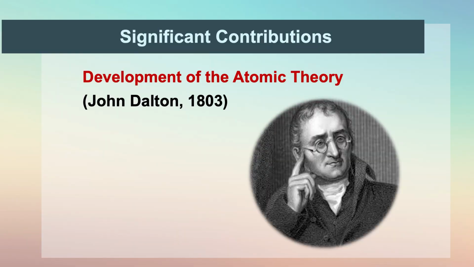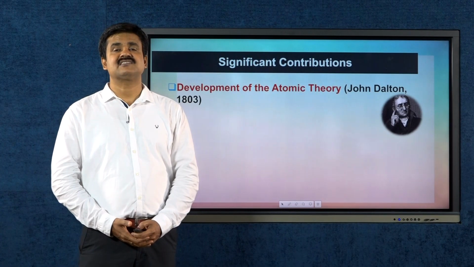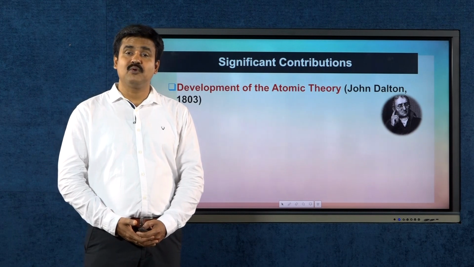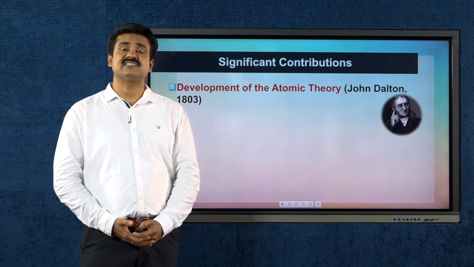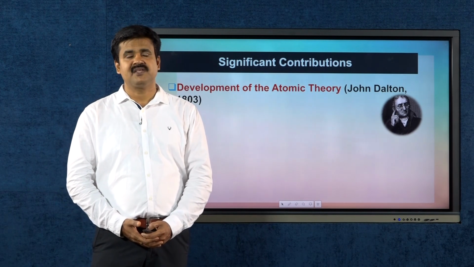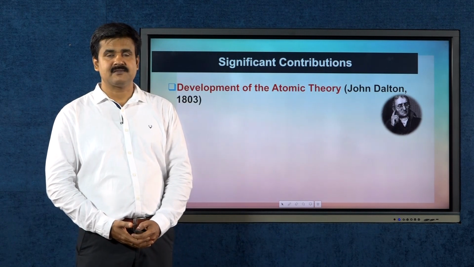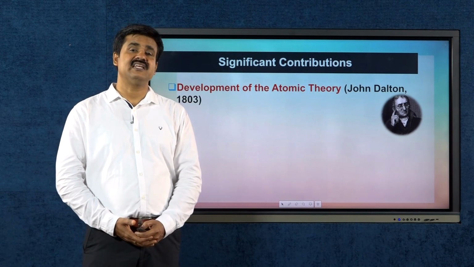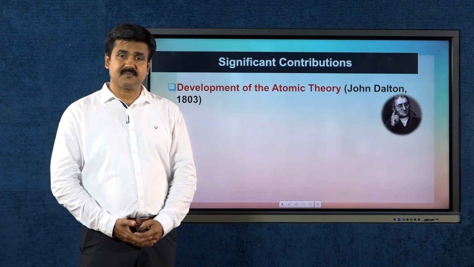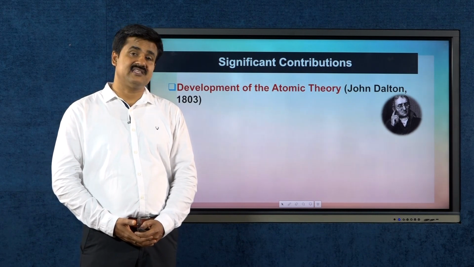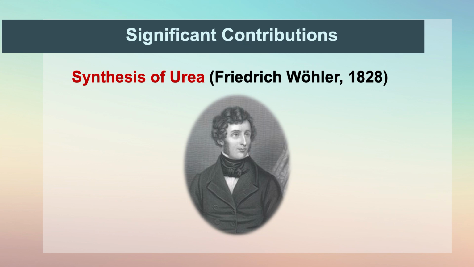This happened in the year 1803. John Dalton's atomic theory is one of the most important theories which describes the nature of the atom. Even though it has several pitfalls, this theory was highly successful in explaining the nature of the atom at that period. Synthesis of urea by Friedrich Wöhler.